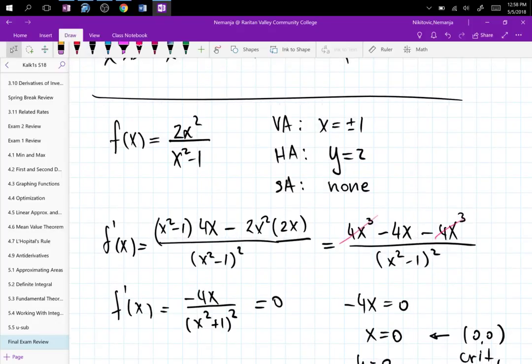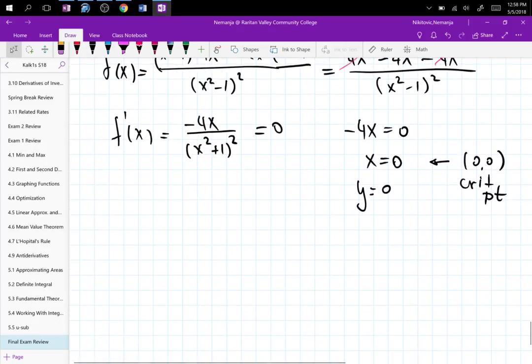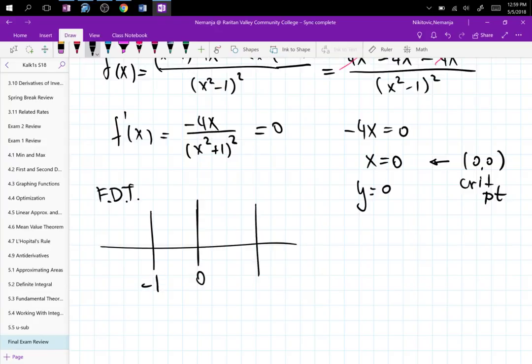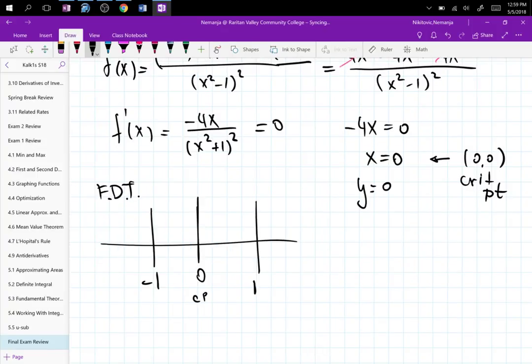So now you know your critical point, and here is the first derivative test. Many of you had the issue with this. You have your critical point for partitioning at 0, but you also have 2 asymptotes. There is a reason why I asked you to figure out asymptotes as well, because you have to partition on those asymptotes as well. So I have a critical point, I have the vertical asymptote here and the vertical asymptote here.